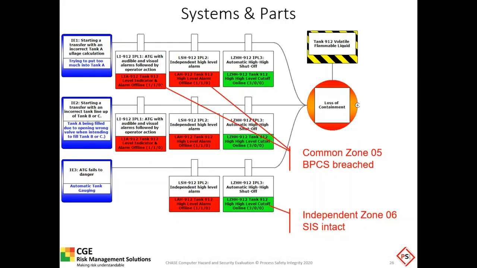What systems and parts allows you to do is to give you online status of the health of those parts. So if you lose a particular part, it could be the logic solver or it could be a sensor, that can then compromise the barrier, and the systems and parts overview allows you to see immediately when your barrier becomes unavailable, because it goes from green to red.